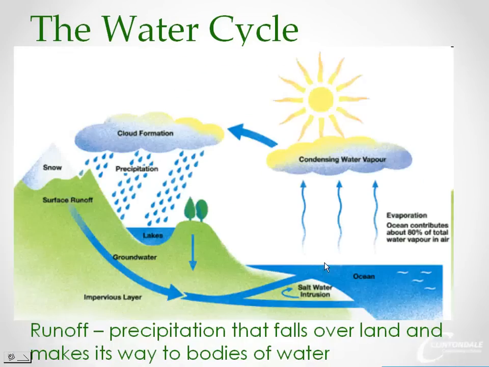Finally, once that water falls, it becomes runoff. And this is where the water finds its way into a river or a lake and eventually makes its way out into the ocean. Or you could have groundwater, which is where the water soaks into the earth and then eventually makes its way towards the ocean.